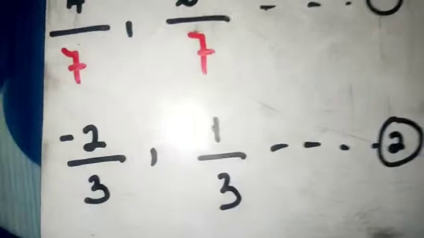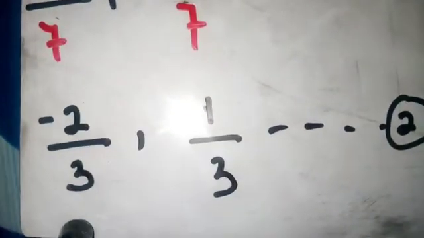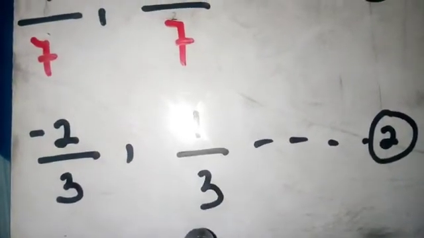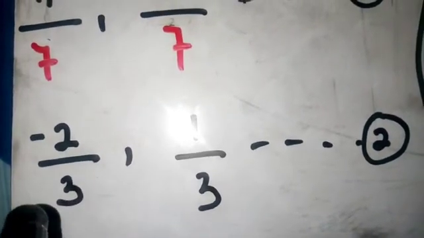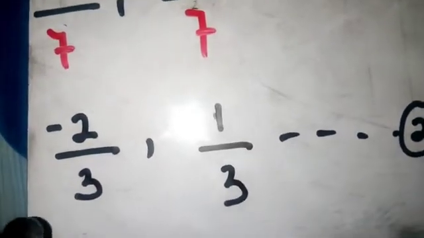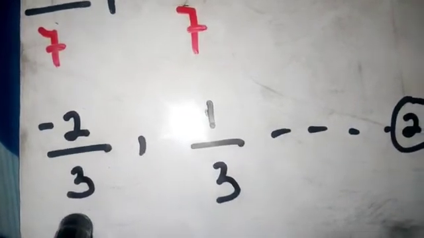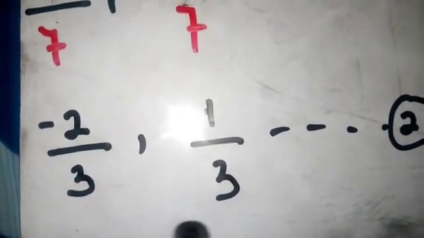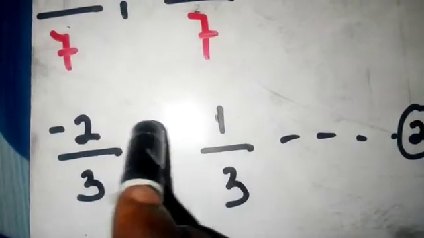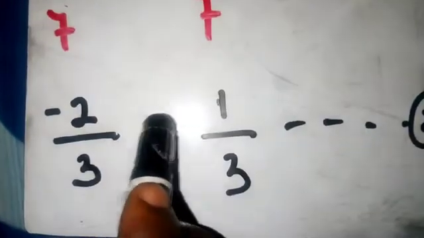So let's check the second one. Here we have minus 2 over 3 comma 1 over 3. Of course, the two are already in rational form. That's step number one. Then step number two, you have to make sure that the denominators are the same. That's exactly what we have here. The denominators are 3 and 3. Then you just need to compare the top ones, the numerators. Which one is the smaller, and which one is the bigger?